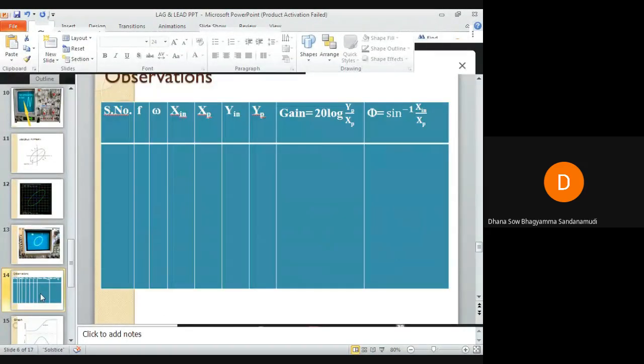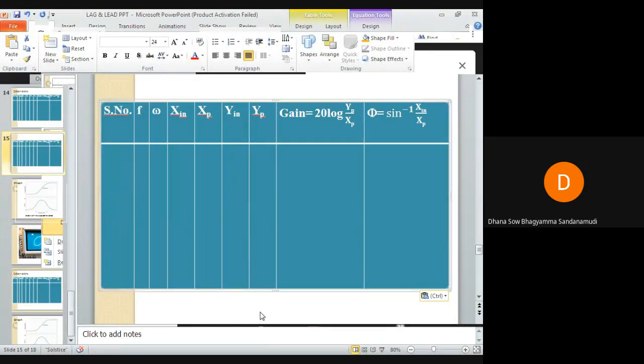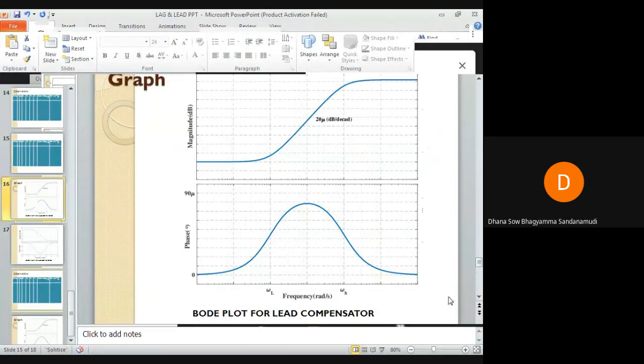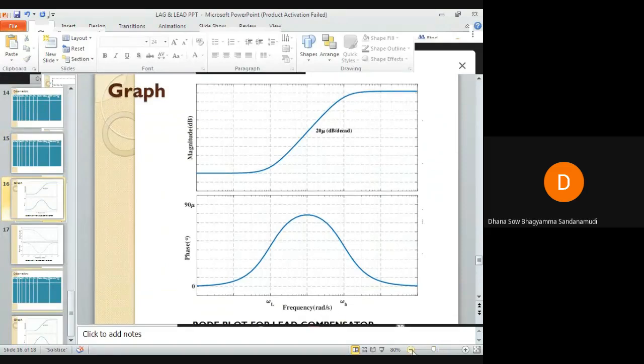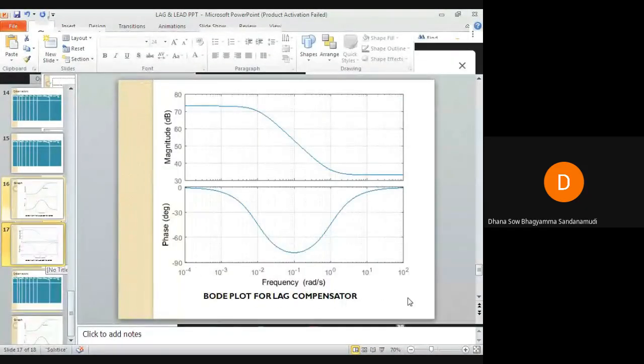You have to plot two tabular forms, one for the lead compensator and another for the lag compensator. For the lead compensator, the magnitude plot that you will get will be somewhat like this, and the phase plot. You might already know these plots, because you have already learned the subject in your third year first semester. This is the magnitude plot and the phase plot for the lag compensator. That's all.